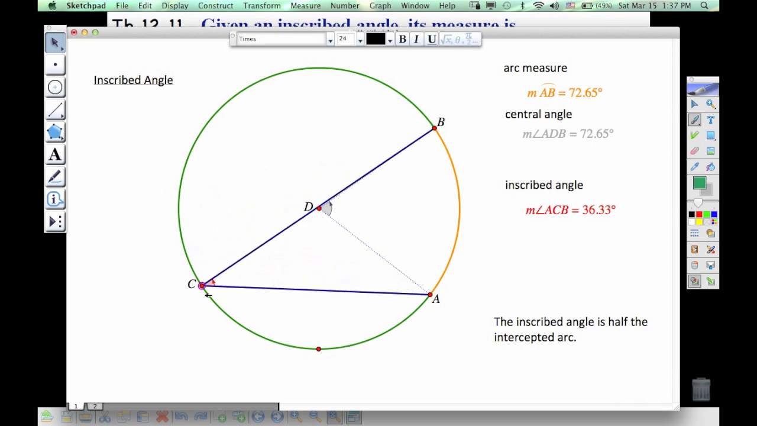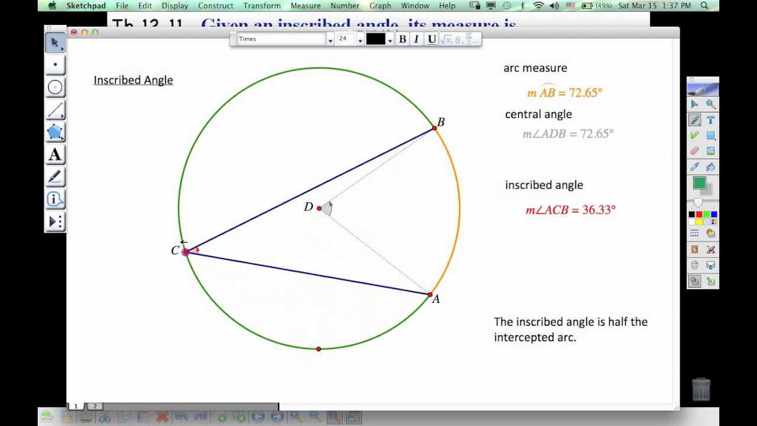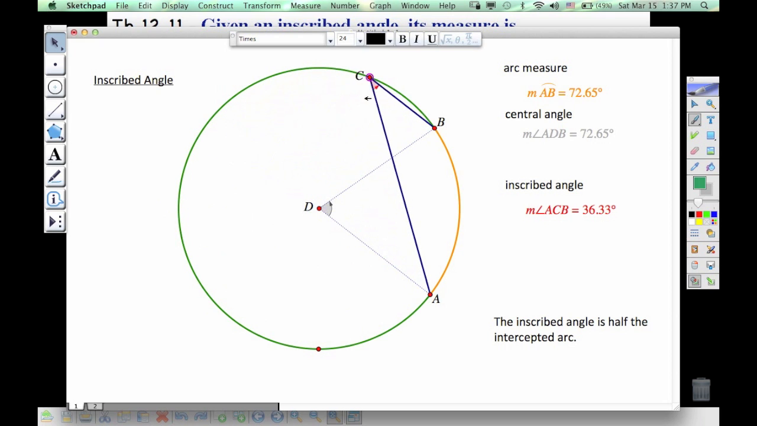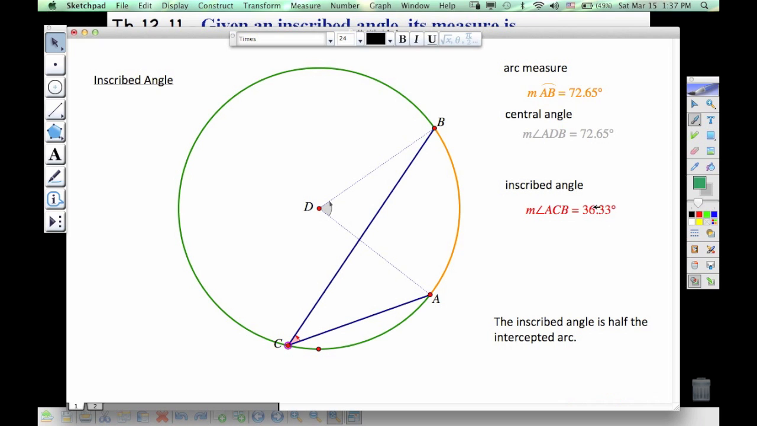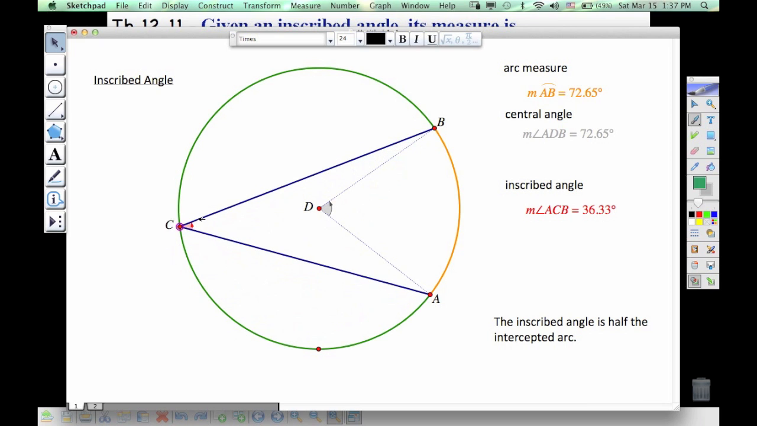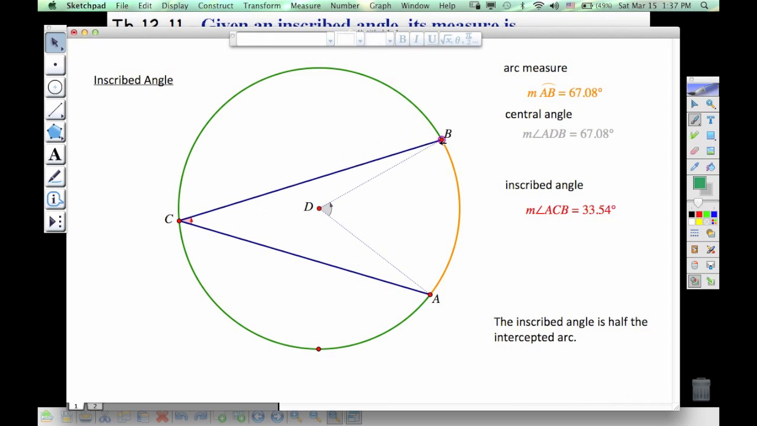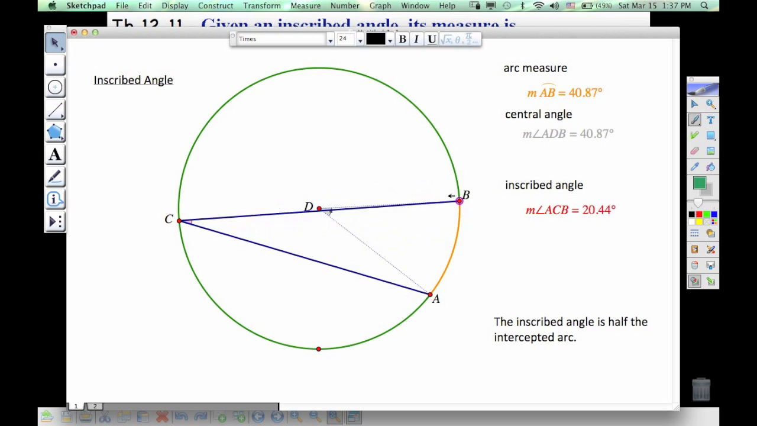No matter where I go, notice the angle size actually stays the same. Even though the chord lengths are changing here as I go around, it's not changing the measure of my arc angle here. The only way to change the measure of that would be to change my central angle. But if I change my central angle to a different value, then it's still going to be half the size of either the central angle or the arc that it intercepts.